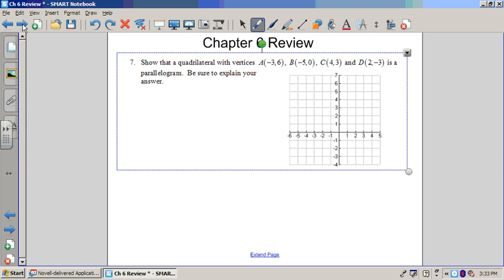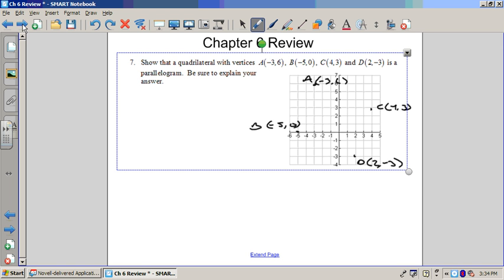Number 7, show a quadrilateral with vertices A (-3, 6), B (-5, 0), C (4, 3), and D (2, -3) is a parallelogram. It will be a parallelogram, but it won't be a parallelogram as numbered or lettered here. A, B, C, D certainly won't give us a parallelogram, but I believe we will find B, A, C, D will.